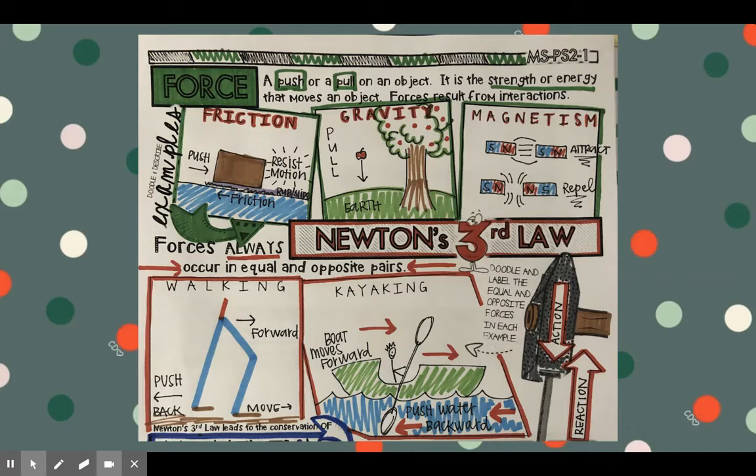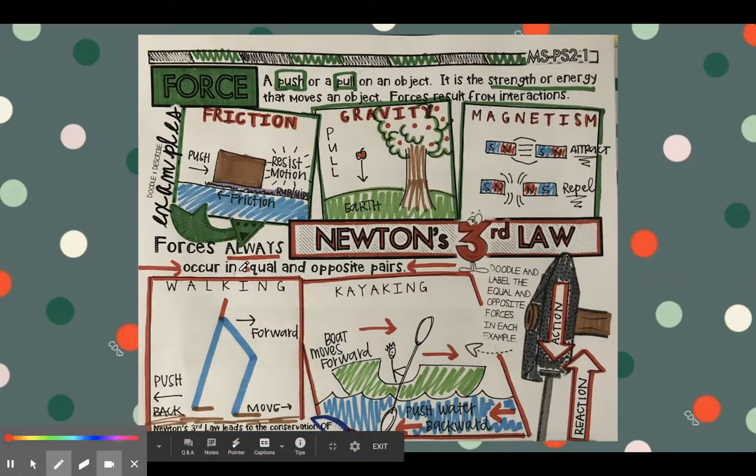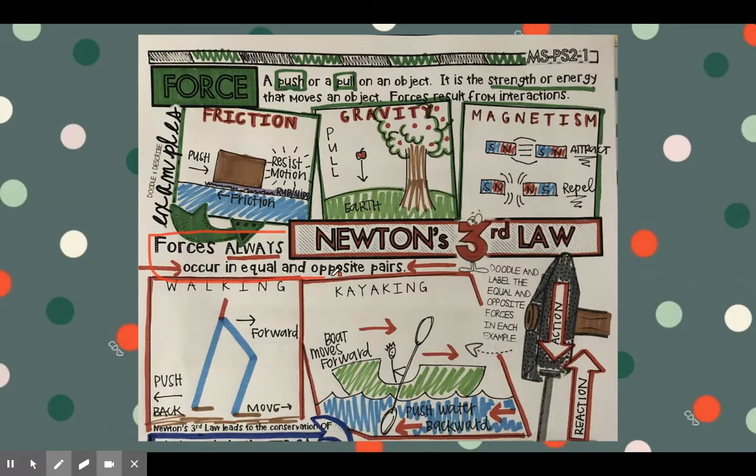Now, for Newton's third law, you need to know that forces always occur in equal and opposite pairs. And I have circled that on my screen. So go ahead and pause this right here so that you can type that in the definition. Forces always occur in equal and opposite pairs. All right.